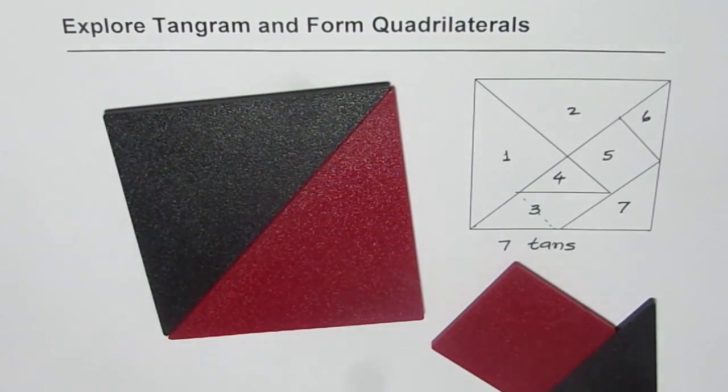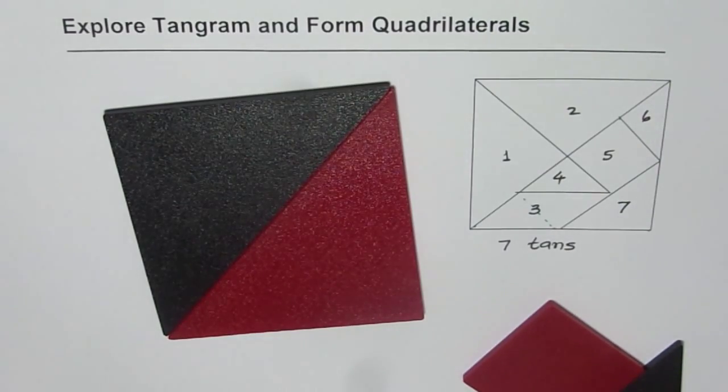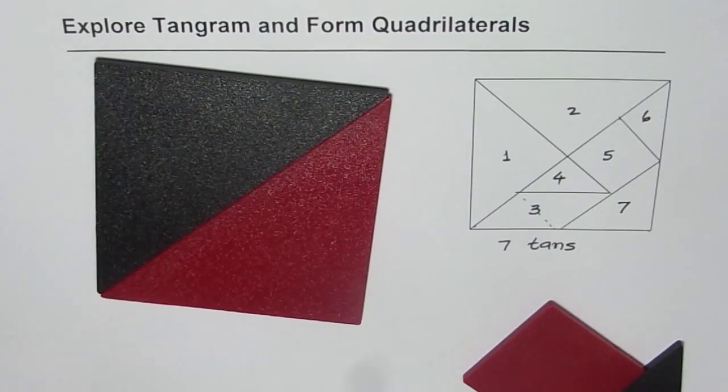Squares also we can make like this, right? So I'd appreciate it if you could play around with your pieces and figure out how to combine them to make different kinds of quadrilaterals, and let me know how many quadrilaterals you could make with these 7 pieces. Maybe hundreds. Let's figure it out.